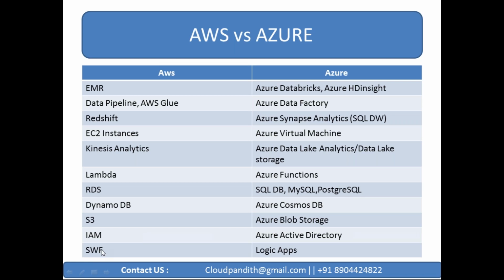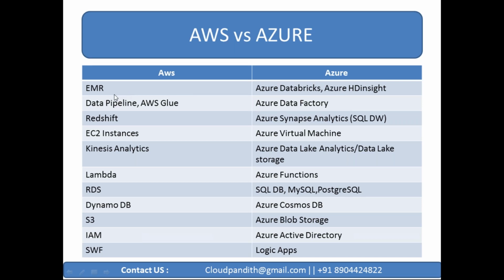Suppose you want to define the task dependency, or sometimes you want to execute tasks in parallel. All this flow you are going to define by using SWF in AWS. So these are the equivalents. Now, whenever we are talking about EMR, you just have to think about whatever you learned in Databricks, HD Insight, and compare it with EMR.